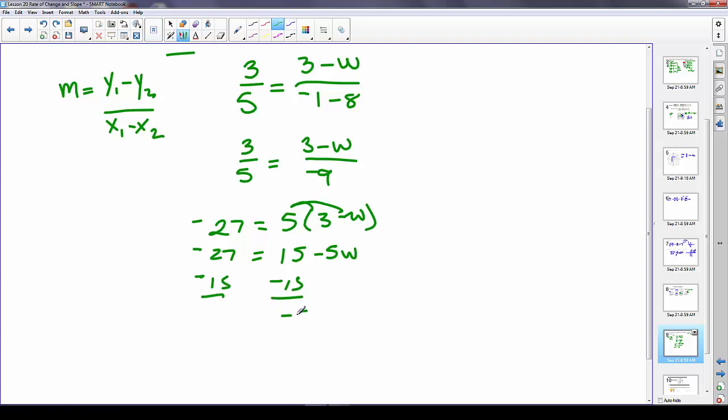This leaves me with negative 5w is equal to negative 42. So I divide both sides by negative 5. And I get a value of w equaling 42/5.